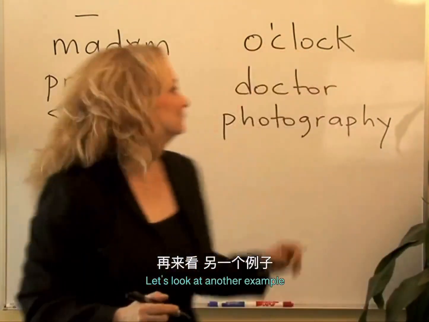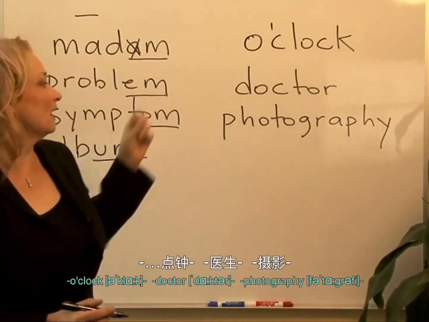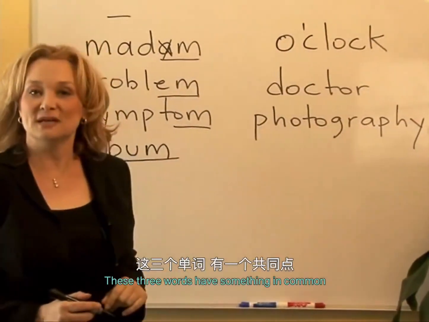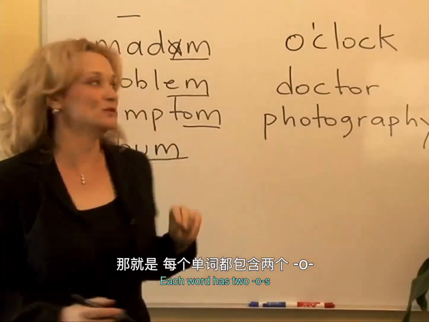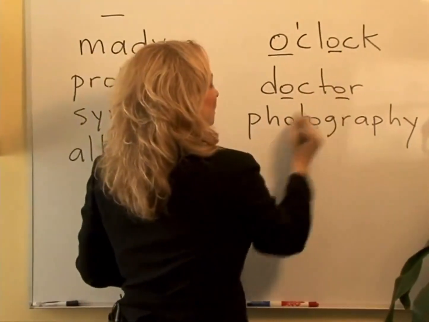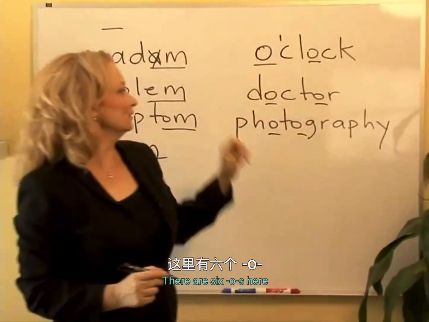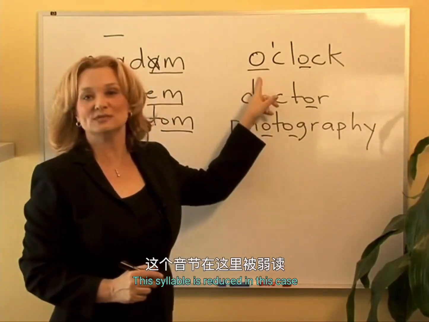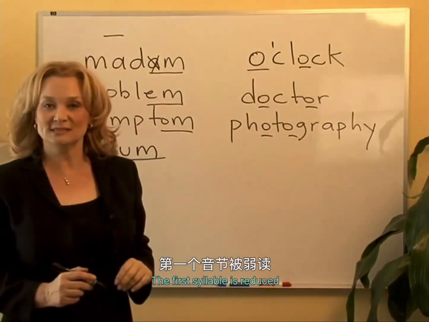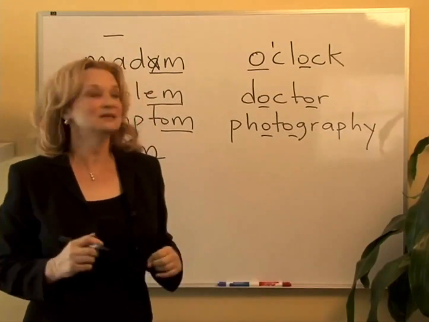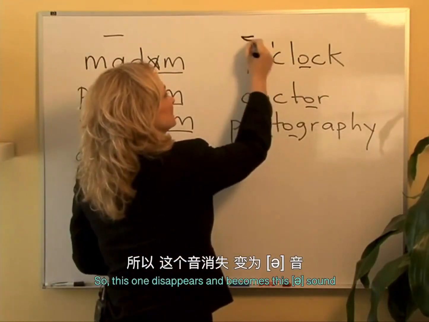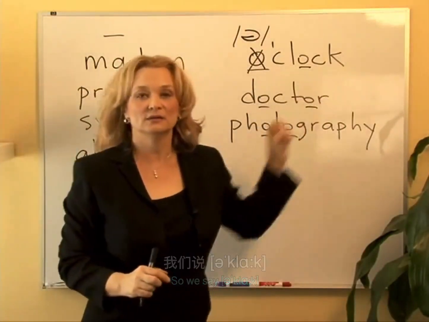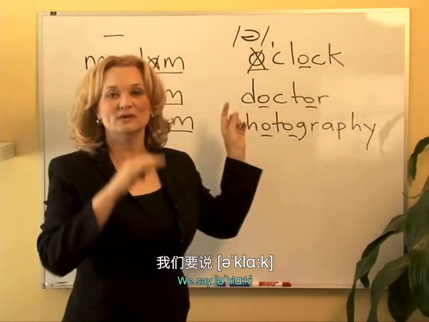Let's look at another example. Look at these three words: o'clock, doctor, and photography. These three words have something in common. Each word has two O's. There are 6 O's here. Look at the first word. The first syllable is reduced in this case. The second syllable is stressed. So this one disappears and becomes this sound. So we say o'clock. We don't say o'clock. We say o'clock.